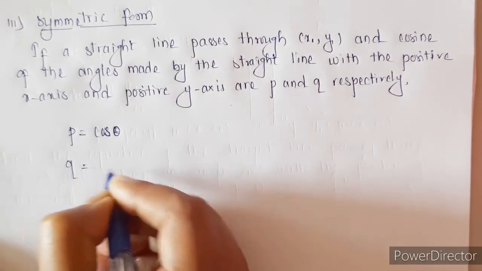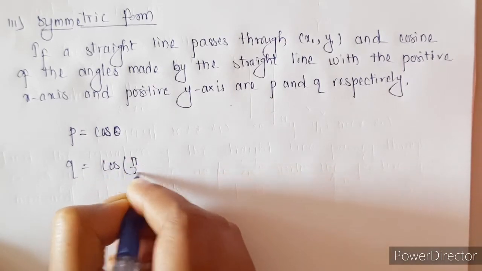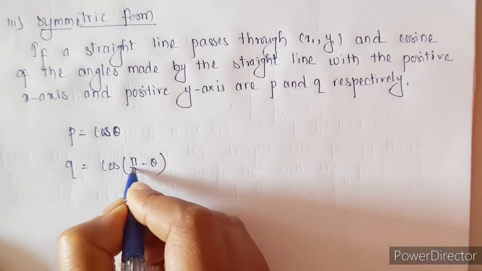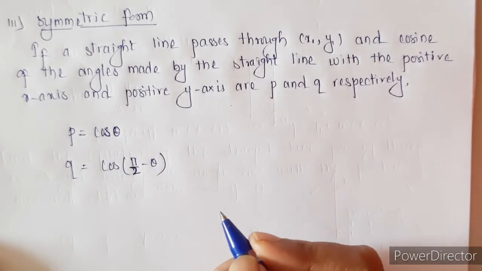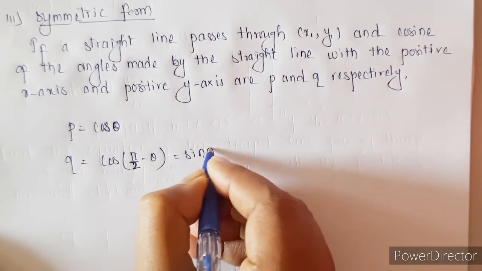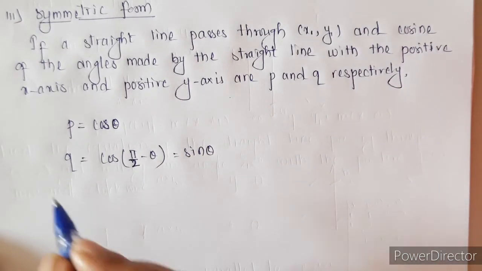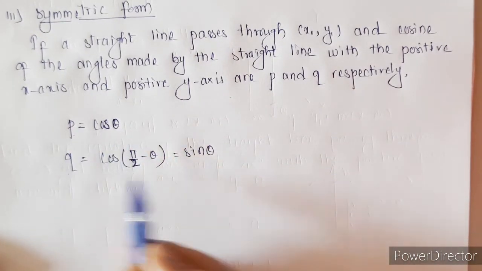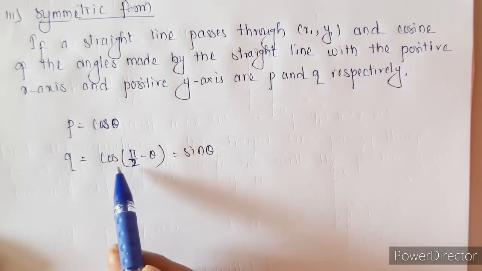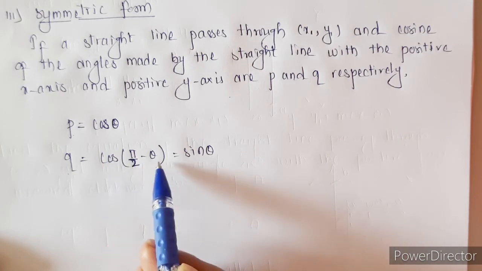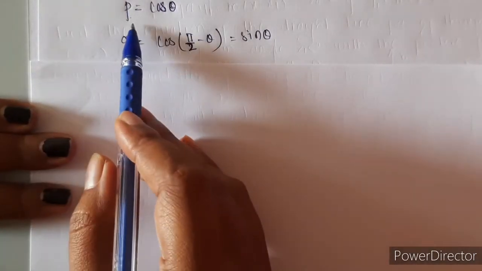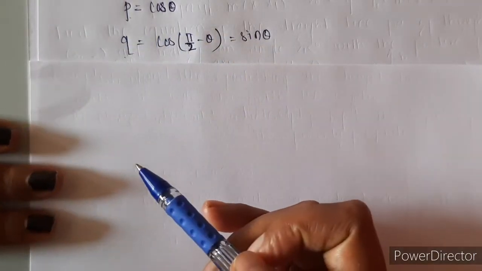So we can write q as cos of pi by 2 minus theta, because this is on x-axis, this is on y-axis. So we can write this as pi by 2 minus theta. And cos of pi by 2 minus theta is nothing but sin theta. We can say that p is cos theta, q is sin theta. So we got p as cos theta and q as sin theta.